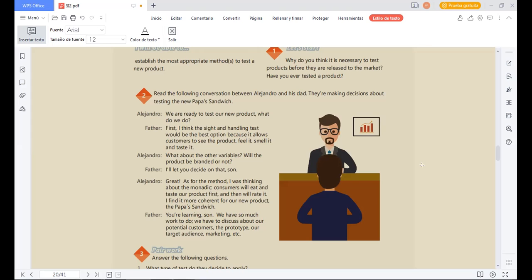Great. As for the method, I was thinking customer and rate it. Our new product. You're learning some. We have so much work to do. We have to discuss our potential customers, the prototype, our target audience, marketing, etc. Okay.